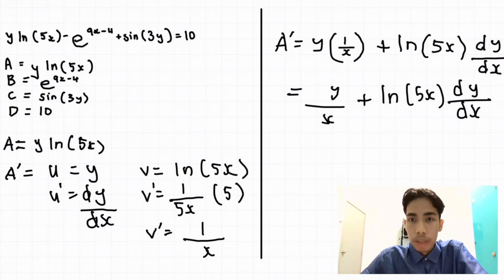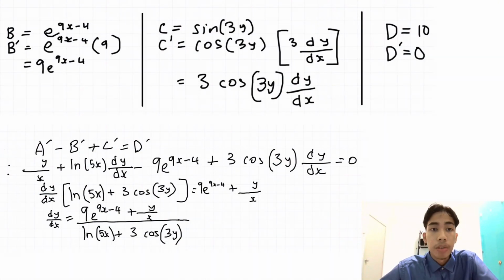After that we times like normal, and then we will get y per x plus ln 5x times dy dx. So next, b equals e to the power of 9x minus 4. Differentiate e is still the same as above, and we will differentiate 9x minus 4 equals 9. After that we times both of them together equals 9 e to the power of 9x minus 4.